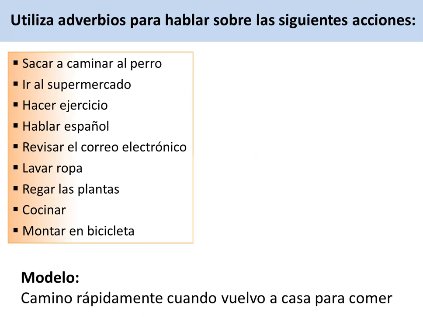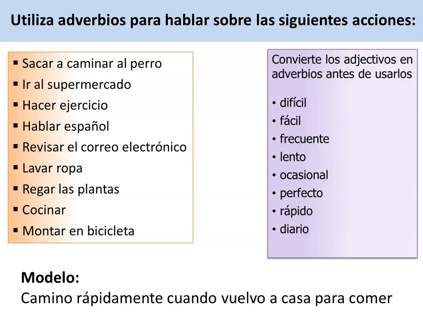Okay, the next part, we have some other actions and we can use adverbs to talk about these actions. Por ejemplo, the first one. Camino rápidamente cuando vuelvo a casa para comer. Let's pause the video again and try to work on these sentences. If you want to use these adjectives and you want to transform them into adverbs, remember, we just need to add the word mente.